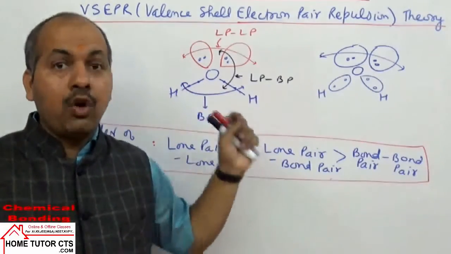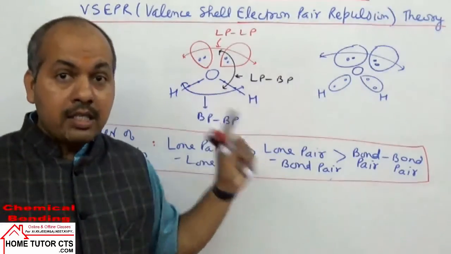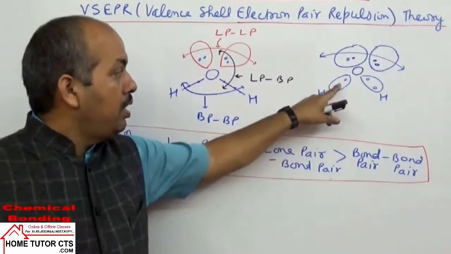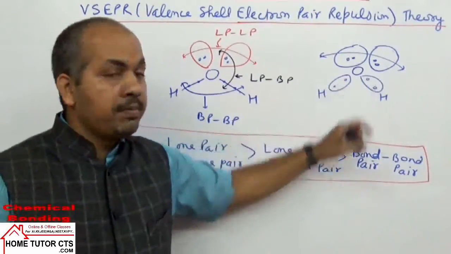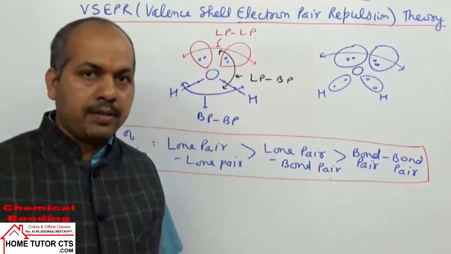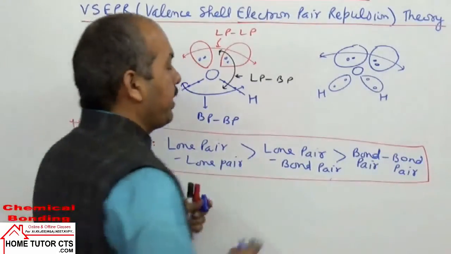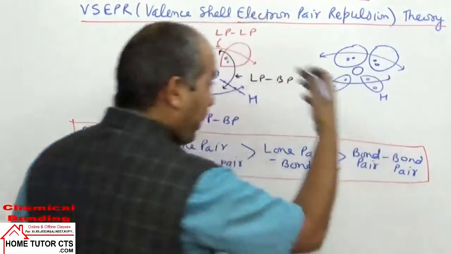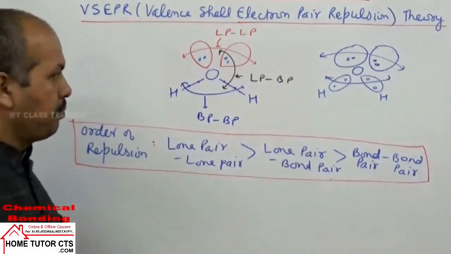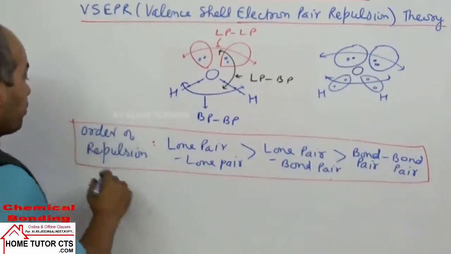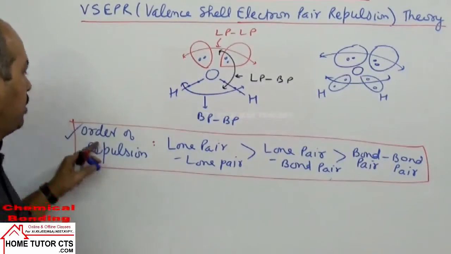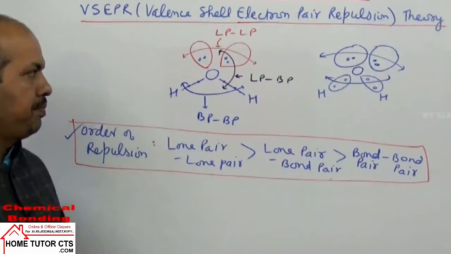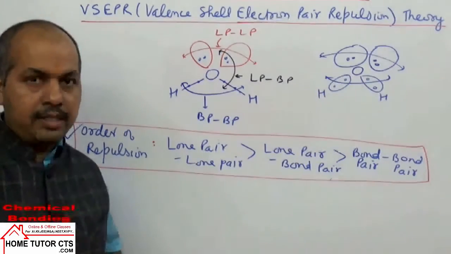So bond pairs will occupy less space around the central atom. When they occupy less space, they will cause less repulsion. So when there is less repulsion, the angle, as a whole the repulsion, will be less. So angles are affected accordingly. That is the first point: the order of repulsion of the electrons of the two categories on the central atom. These repulsions will affect bond angles.